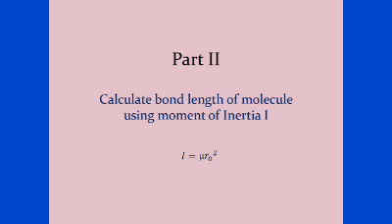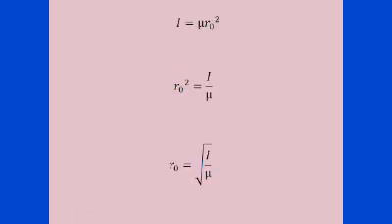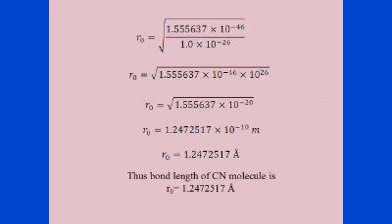We have I equal to mu R0 square. Thus R0 square is equal to I by mu, and taking the root, R0 is equal to the root of I divided by mu. Put the value of I, put the value of mu, simplify, calculate, and you can find the value of R0. We put the value of I as 1.555637 into 10 to the power minus 46 divided by the value of mu as 1.0 into 10 to the power minus 26. This minus 26 will go up and become plus 26, and that becomes 10 to the power minus 20.